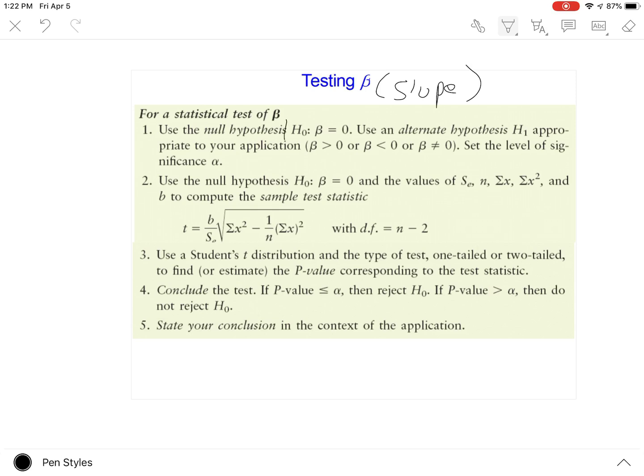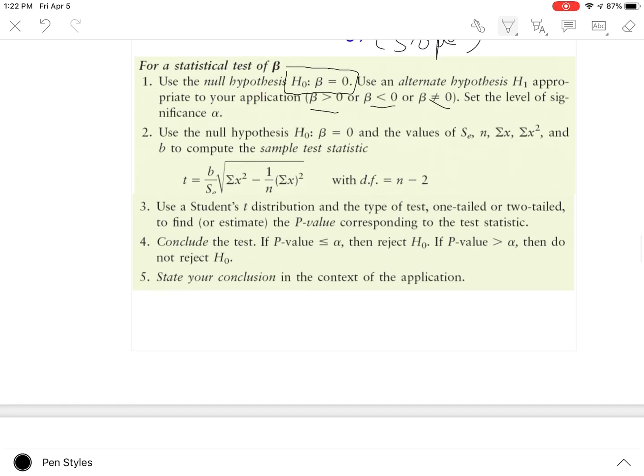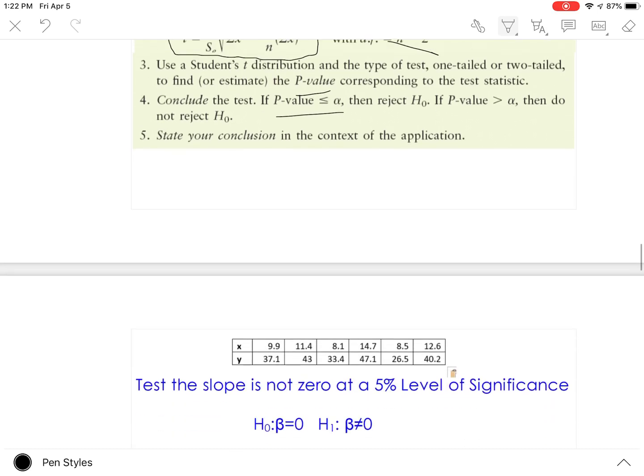Same thing for the other hypothesis test. Our null hypothesis is going to be that there is no slope, and we've got your various alternative hypotheses. Once you've got those all figured out, you can figure out the t-score, and here's the formula for the t-score. Again, the degrees of freedom is going to be n minus 2. We're going to use student t's to get the p-value, and we're going to reject or fail to reject depending on how it relates to alpha. And then, of course, state some context towards your application.